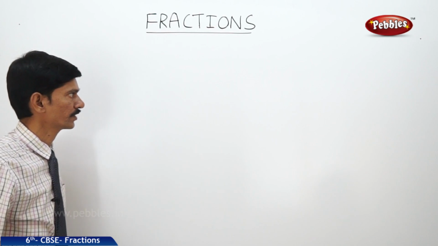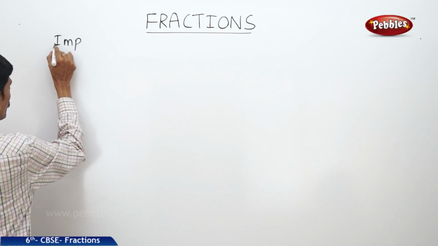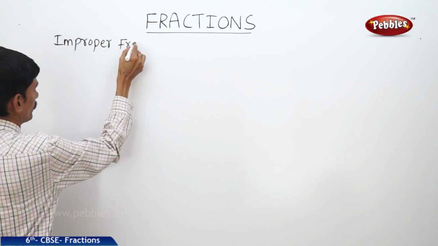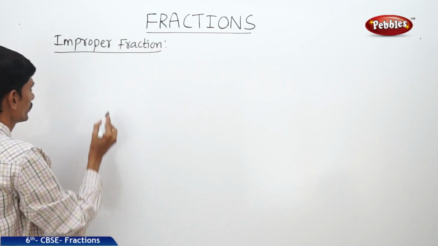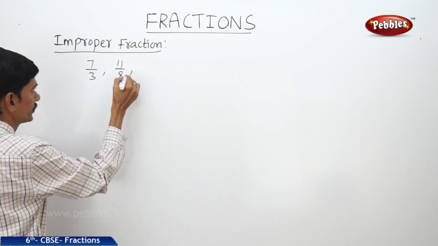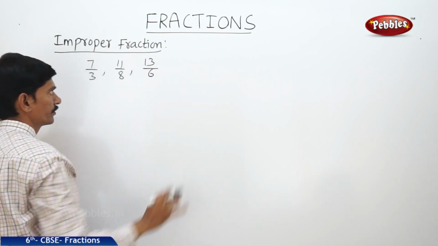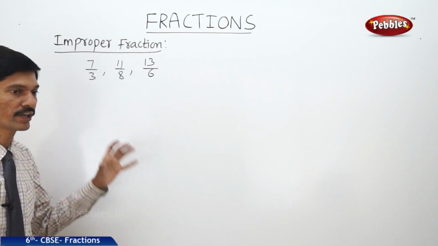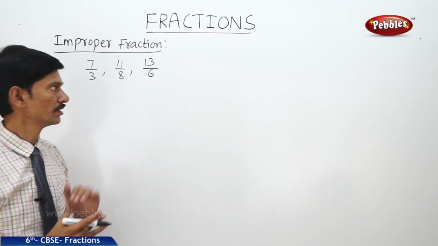Now let us see the next fraction, that is improper fraction. If you observe the fractions 7 by 3, 11 by 8, 13 by 6, in all these fractions the numerator is greater than the denominator. So the fractions in which the numerator is greater than or equal to the denominator are called improper fractions.